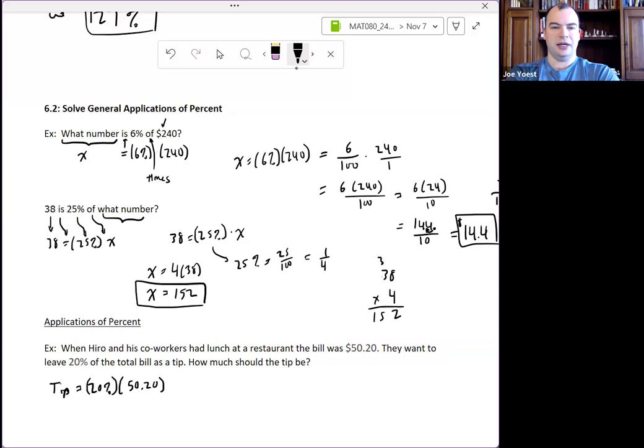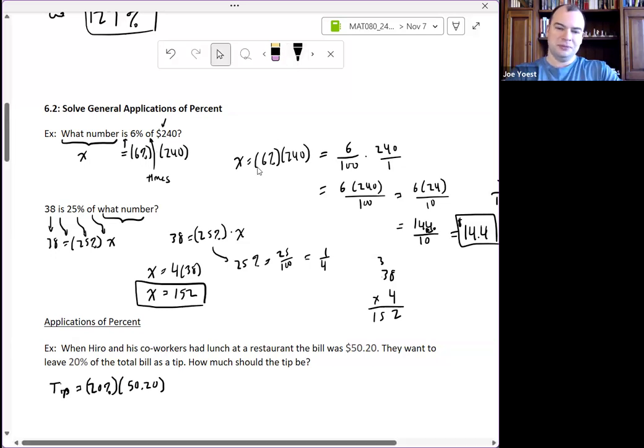Does it make sense that 38 is 25% of 152? Well, 25% or 1/4 of 160 would be 40. Yeah, that makes sense. So 25% of 160 is 40, 25% of 152, a little less than 160, is 38, a little less than 40. That makes sense. So I feel confident with this answer. Any questions on these two?